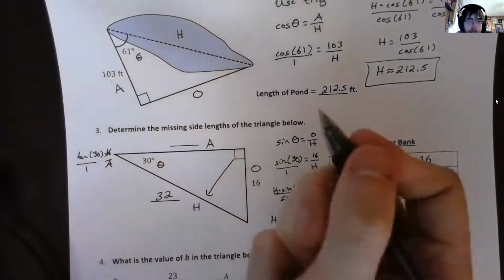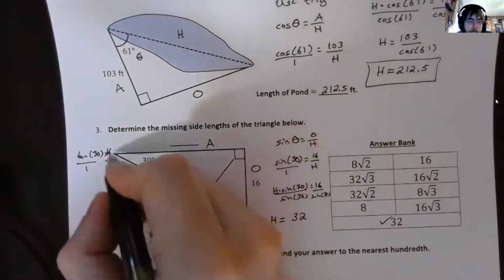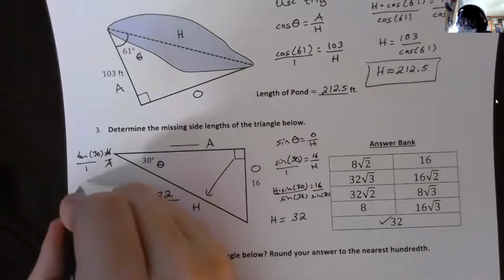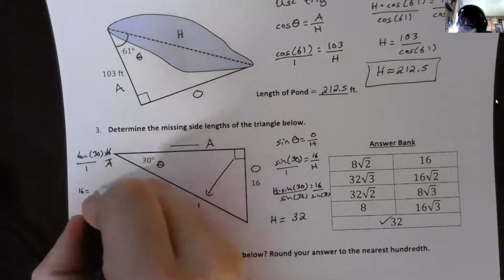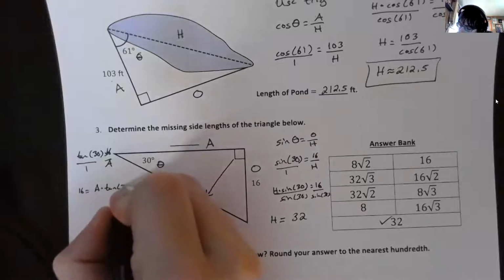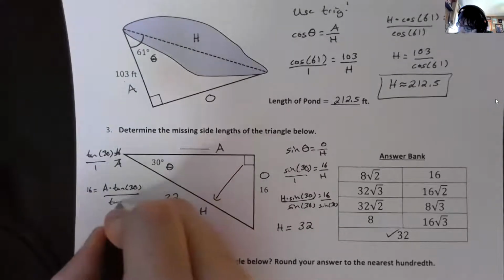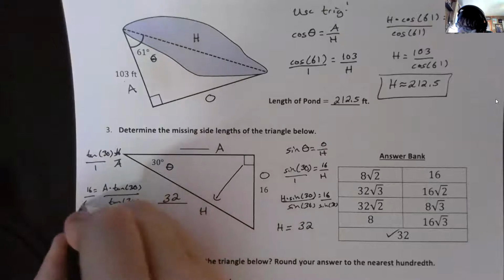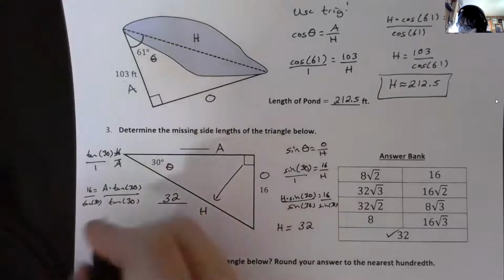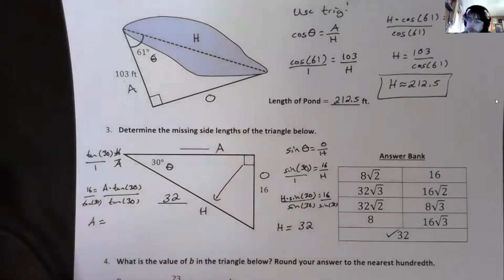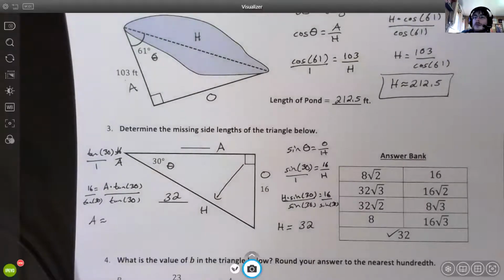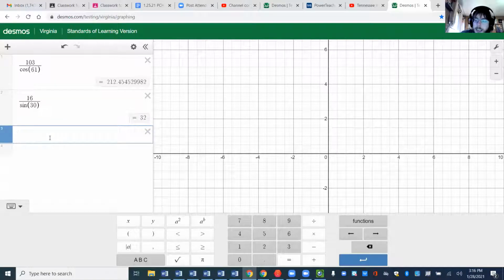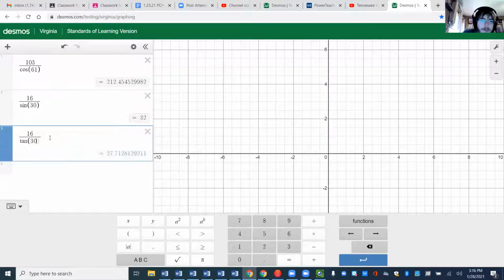We're going to place tangent of 30 over 1, and we get 16 times 1 is 16. A times tangent of 30. We need to divide both sides by tangent of 30. And when we do that, we get that A is equal to 16 over the tangent of 30. And that gives us 27.71.